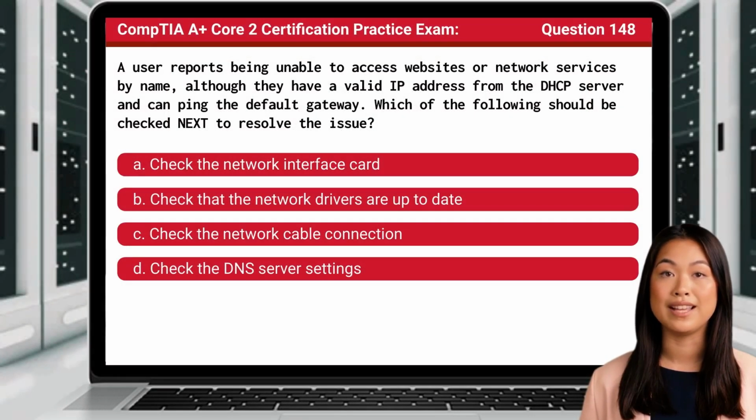Question 148. A user reports being unable to access websites or network services by name, although they have a valid IP address from the DHCP server and can ping the default gateway. Which of the following should be checked next to resolve the issue?